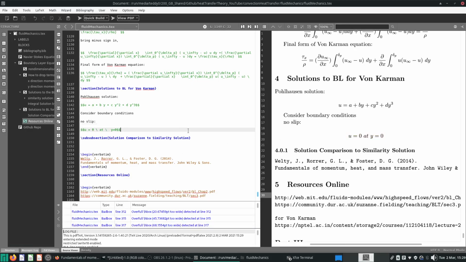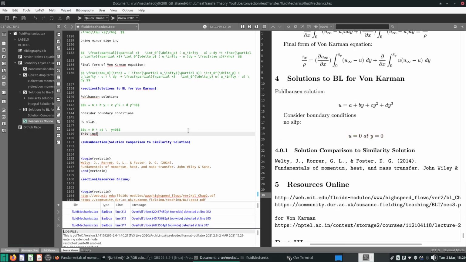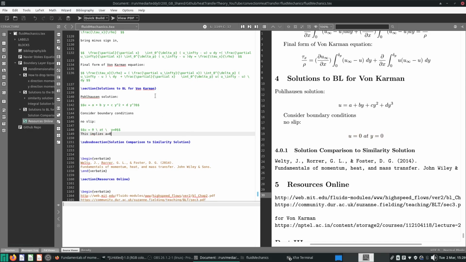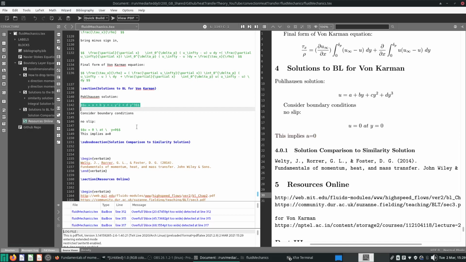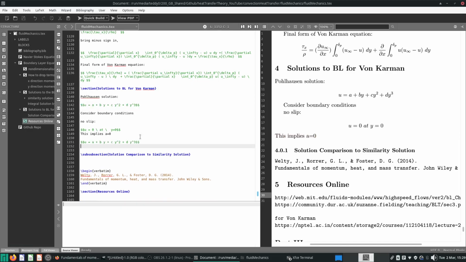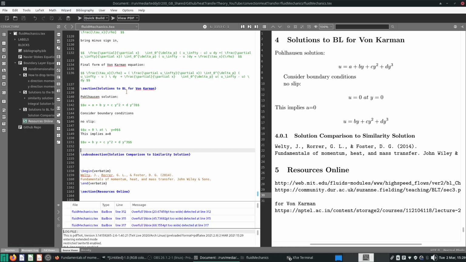What does that mean? This implies A equals 0. That is one, and that makes things a little bit easier. Now what's the next thing?